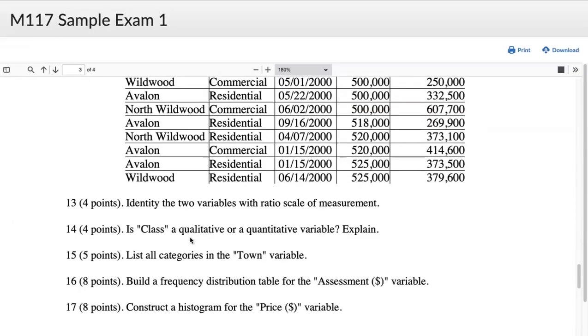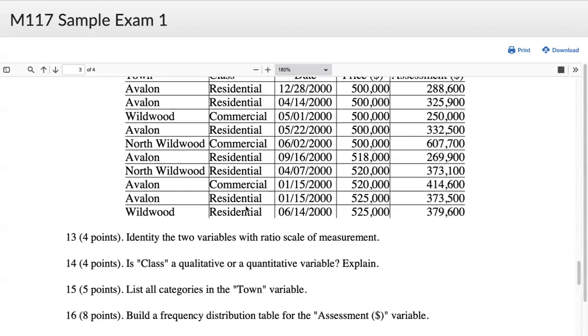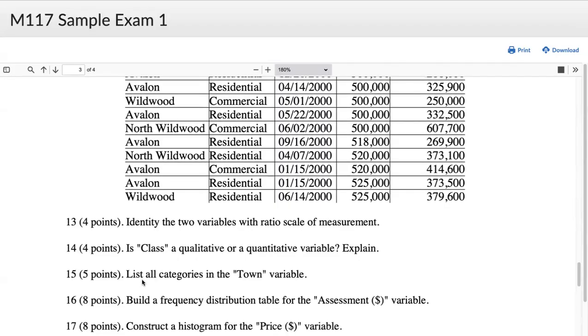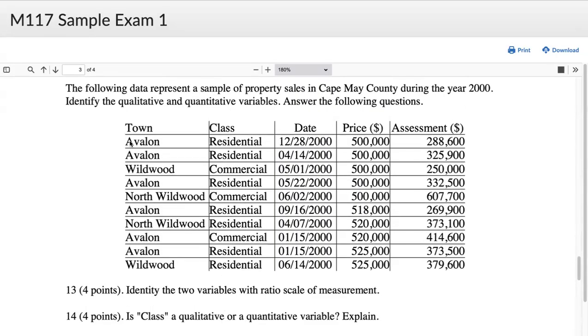Is class a qualitative or quantitative variable? Well, class has residential or commercial. Either residential or commercial. Right, those are names. Those are only names, nominal data. And yes, a qualitative variable, nominal data set. 15 lists all categories in the town variable. So in the town variable, we have Avalon, we have Wildwood, we have North Wildwood. So 3 of them.